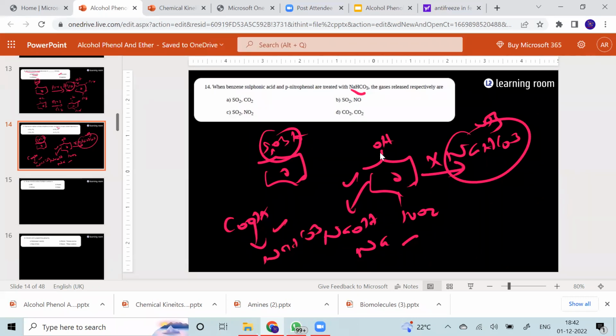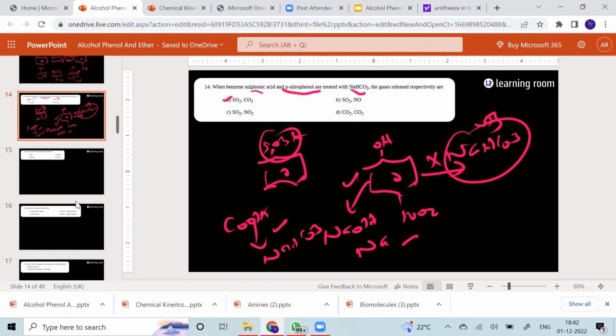So in this case, para-nitrophenol is not going to react at all. Benzene sulfonic acid only will react to form SO2 and CO2. That's the answer. And obviously the salt would be sodium sulfonate. That's the acid-base reaction which will happen.